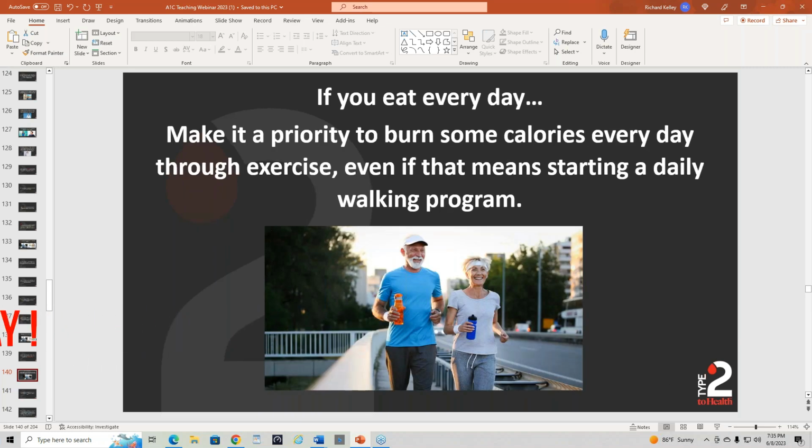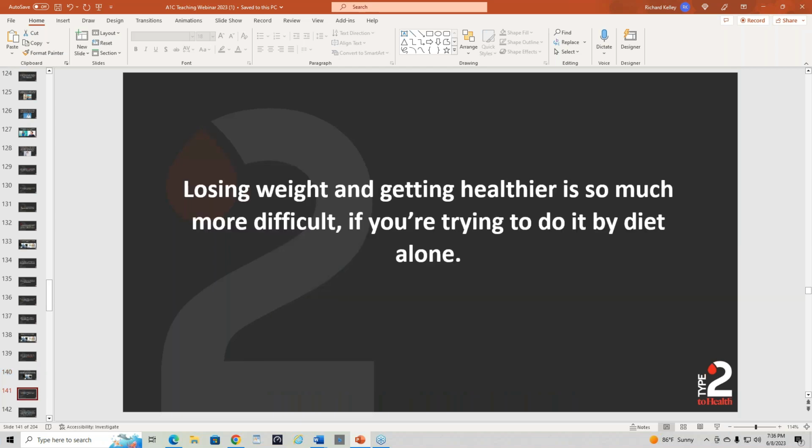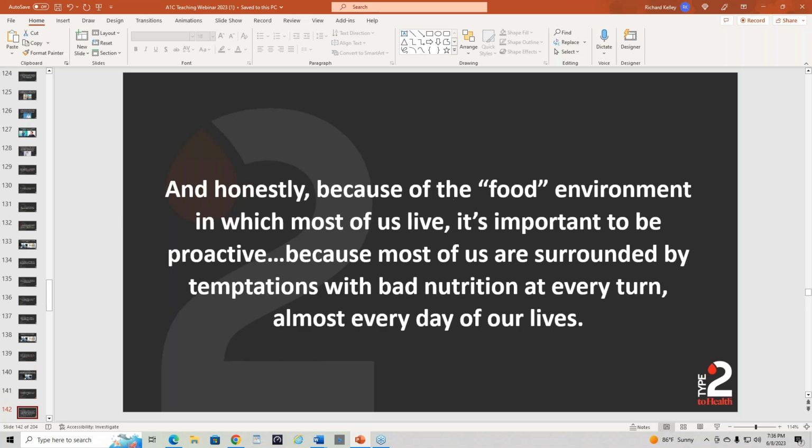There's something that has gone around for a long time, this idea that exercising 3 days a week is enough to maintain good general health. But I'll tell you something, 3 days a week of exercise, generally speaking, in my experience in almost a decade of working with patients in our weight management clinic, I never saw people change very much who just did 3 days of exercise. And so consistency in that department is really key to moving the needle. And losing weight and getting healthier is so much more difficult if you're trying to do it by diet alone and thinking that that's what's going to move the needle the most.